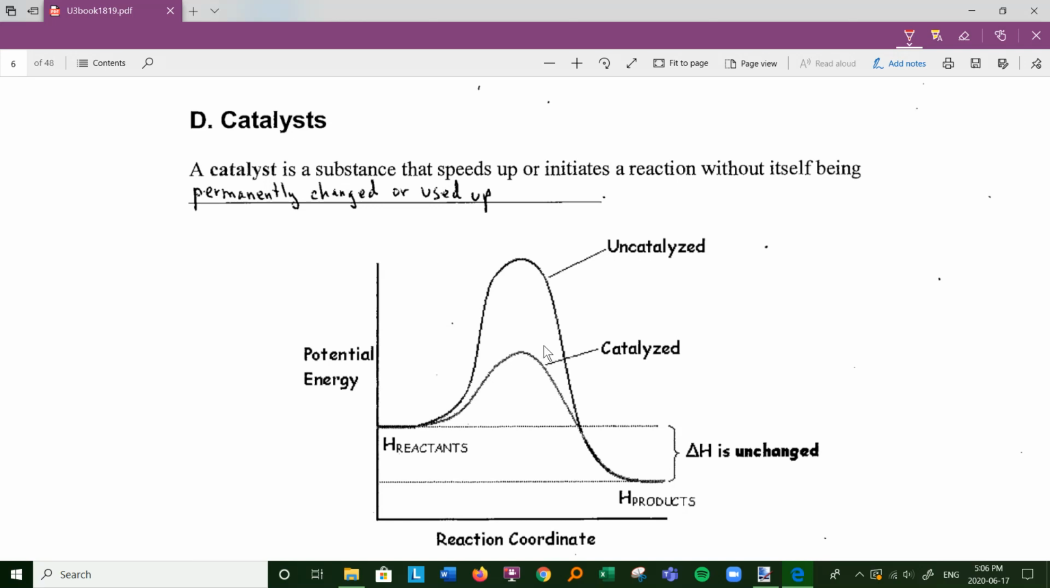A catalyst is a substance that speeds up or initiates a reaction without itself being permanently changed or used up. It may be used up in a step in the reaction mechanism, but it does regenerate itself. So catalysts speed up the rate of reaction.